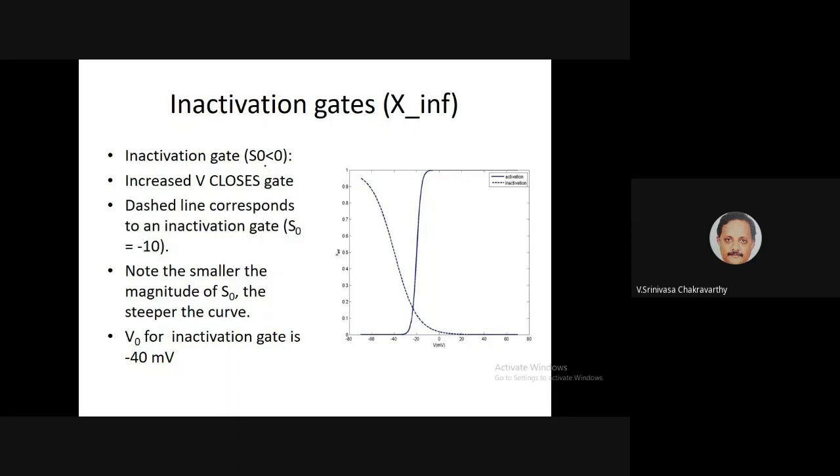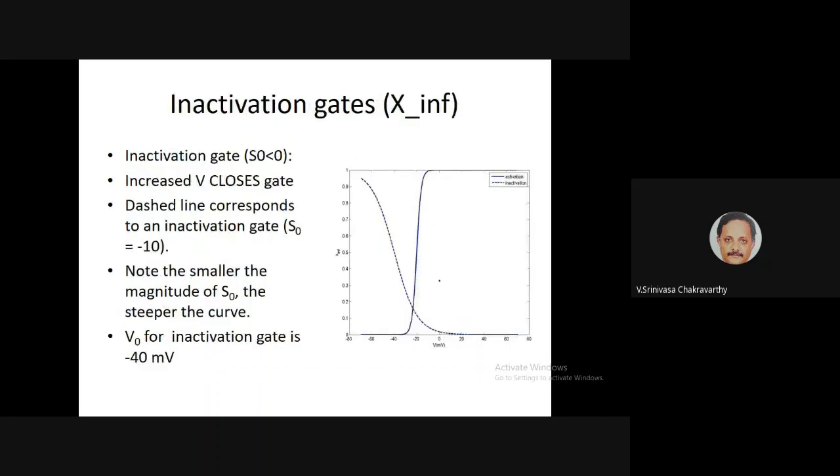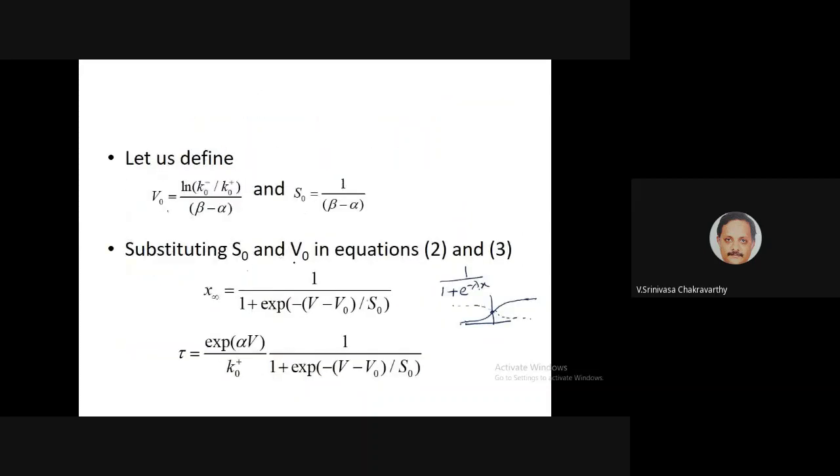So similarly for inactivation channels, you have S naught negative, therefore the curve goes from a high value of 1 to 0 with increasing voltage. So like that, in terms of x infinity, there are two kinds of channels, which are differentiated by the parameter S naught. And one more thing you can notice here is the point where this transition occurs, that occurs at some voltage, right? That voltage is V naught. So we've defined two quantities here, S naught and V naught.